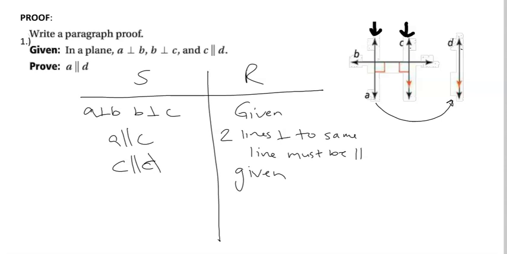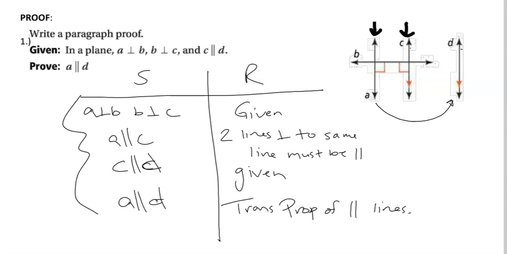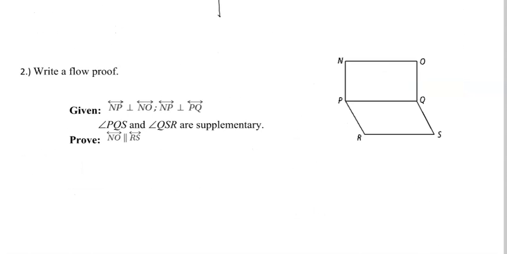And then I can just say A must be parallel to D because of the transitive property of parallel lines. Awesome. So it's a thought process. You kind of have to just sit there and come up with a plan of trying to figure out what you're going to do. You don't want to just start writing the proof out, not knowing where it's going to go, because you're going to end up having to erase a million times. It's better to know what your proof is before you start writing.